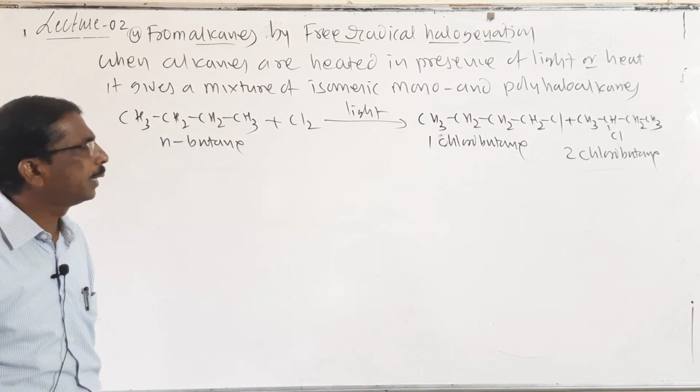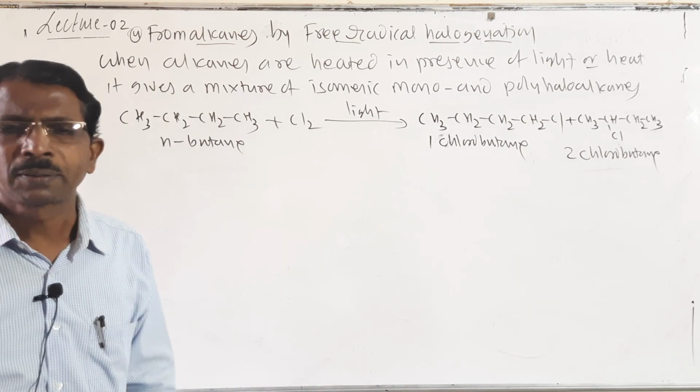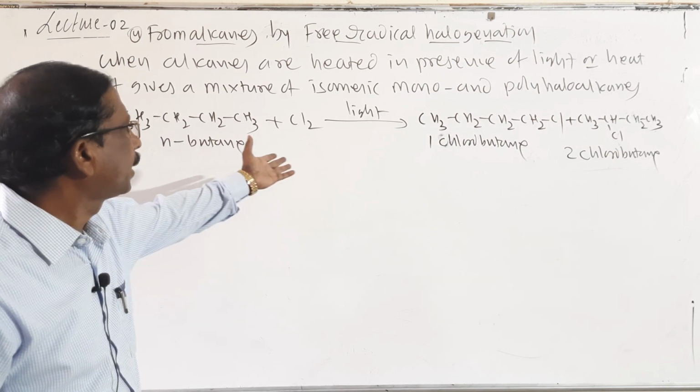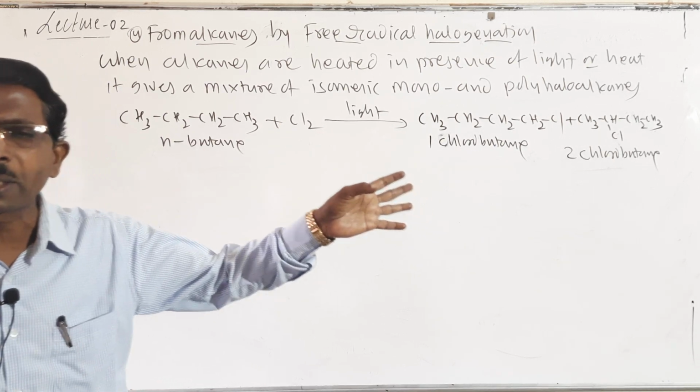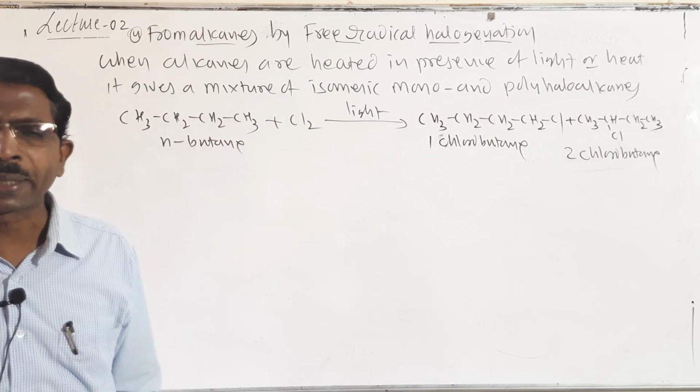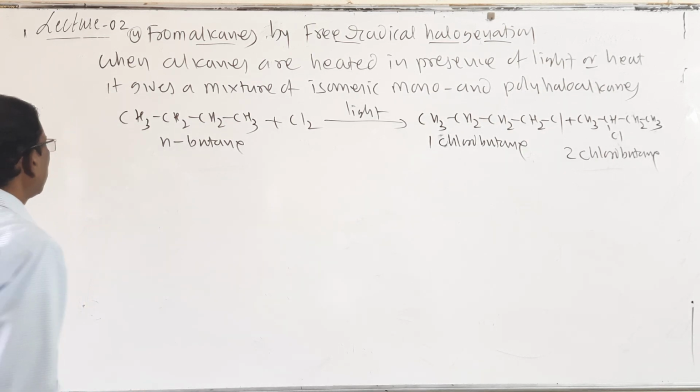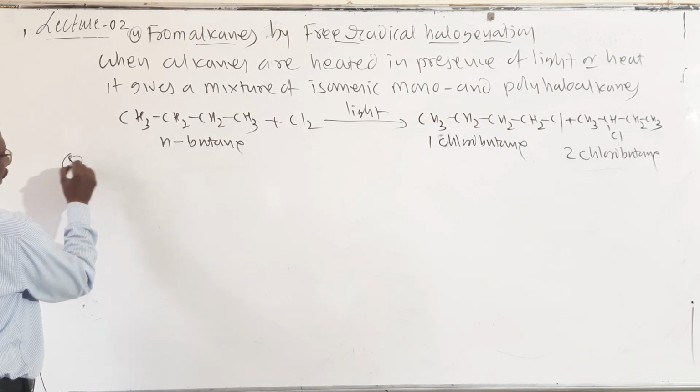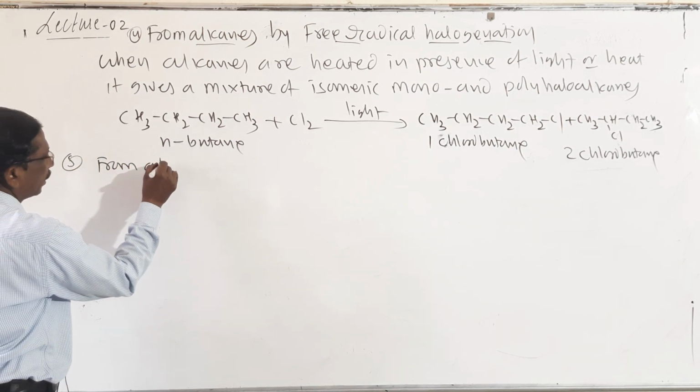Look here students, here it is the general method. When N-butane is treated with chlorine or bromine in presence of light, it forms 1-chlorobutane and 2-chlorobutane. It is generally in practice we are writing. Then the next one, very important one, from alkenes.